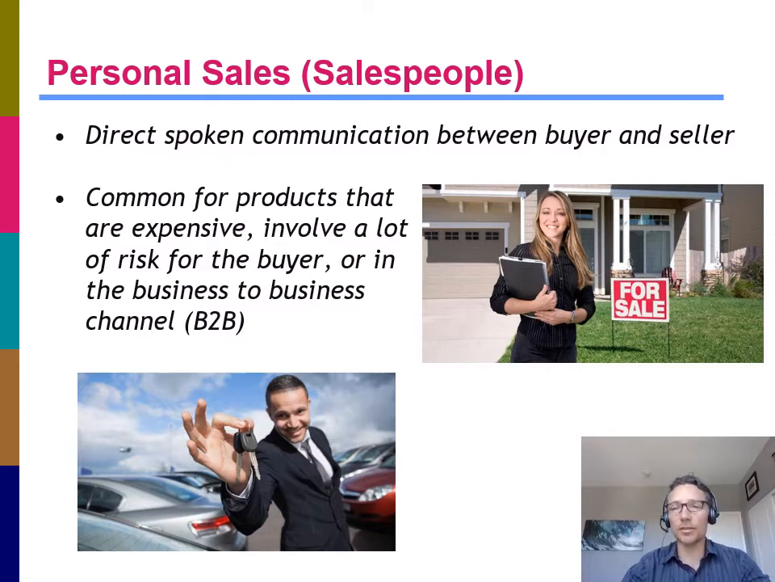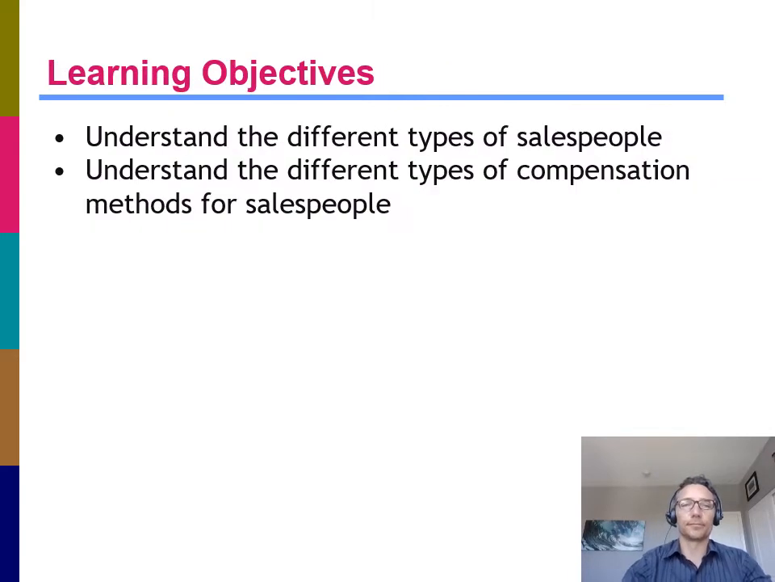So let's look at some of the learning objectives and then dive into common types of salespeople and how they're compensated. These are your learning objectives. There's just two this week for this lecture. So understand the different types of salespeople. Some have different skill sets and requirements and responsibilities than others. And there's different ways that we can compensate salespeople, and that motivates different types of behaviors.